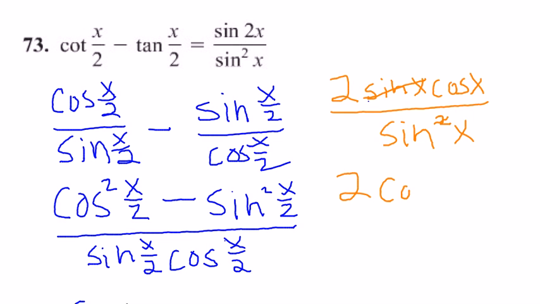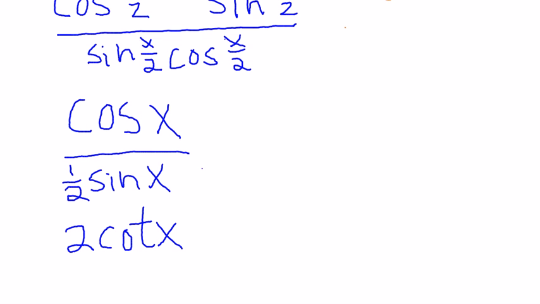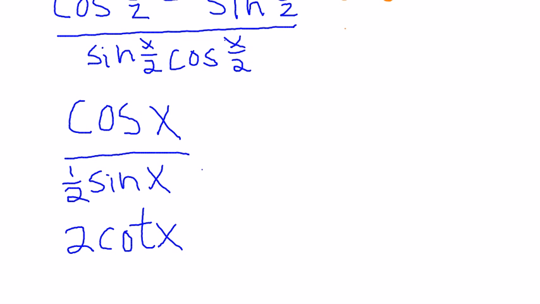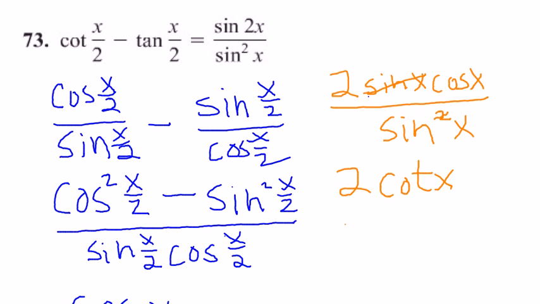Well, that's 2 cotangent of x, and now that's the same as what I ended up with on the left-hand side, so they are indeed equal, and that's a much easier way to get it done.